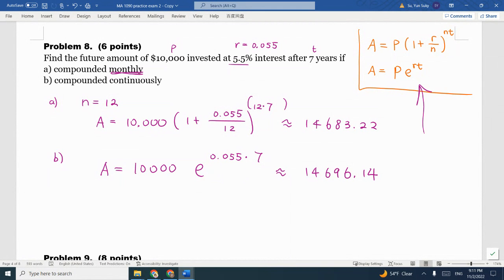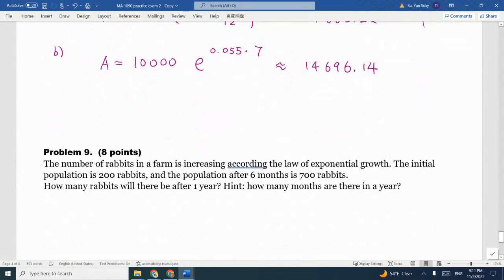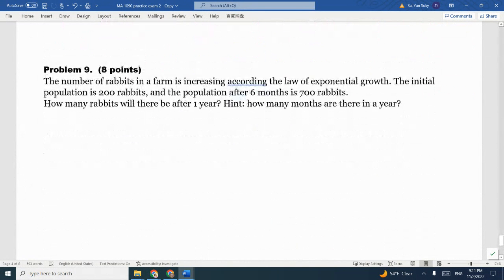So far, so good. If you can understand problem 8, could you type 8 in the chat? Awesome. Okay, what else do you want to talk about? Do you want to talk about problem 9? Yes. Type yes in the chat. Yes? Okay, good.